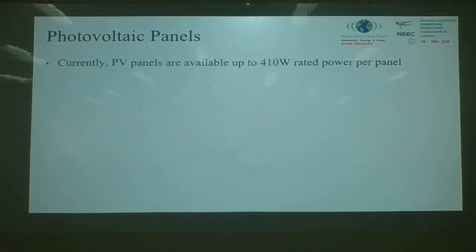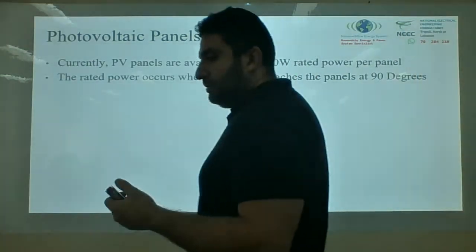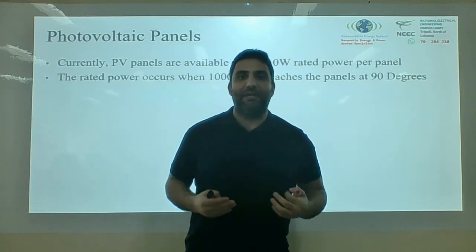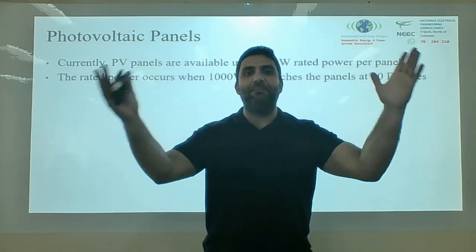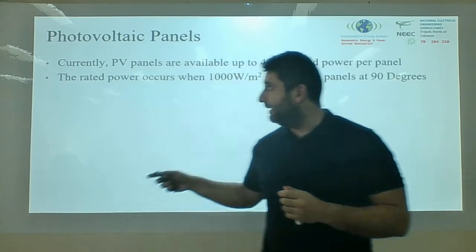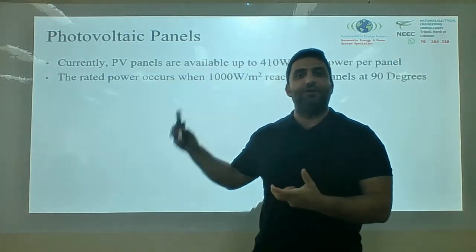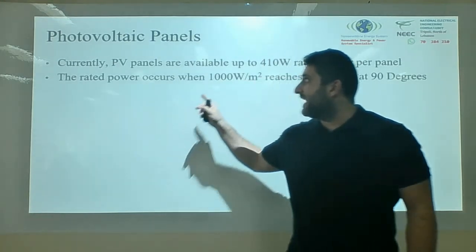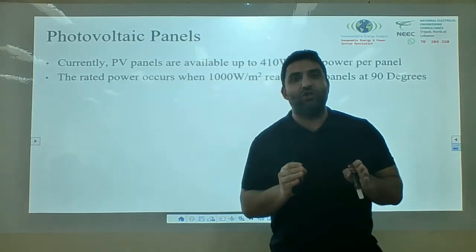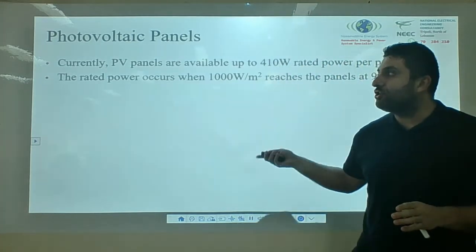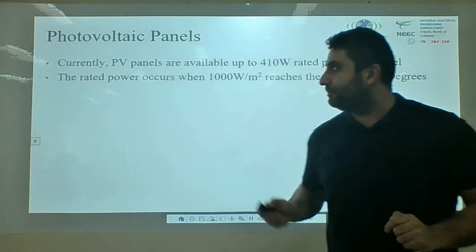Currently, available in the market, I have up to maybe 410, 420 watt rated power per panel. So this rated power, if for example I go ahead and obtain a panel, any panel, LG, Canadian Solar, any panel available in the market, if I obtain a rated panel, for example 250 watt or 410, this rated power is when I have a sun radiation of 1,000 watt per square meter reaching my solar cell within the panel.